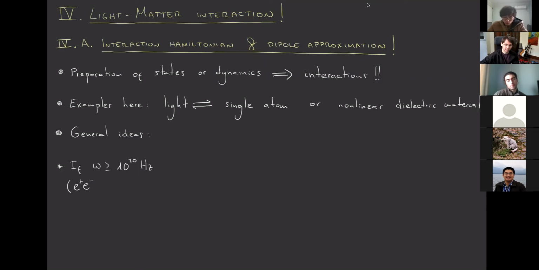So in other words, if you have fields that are so energetic, photons that are so energetic, you can start having production of particles.